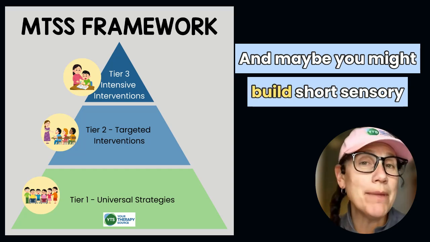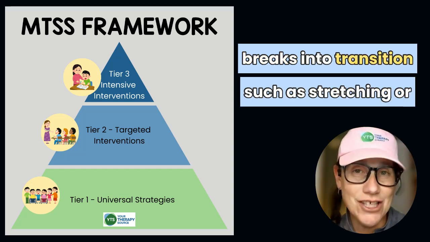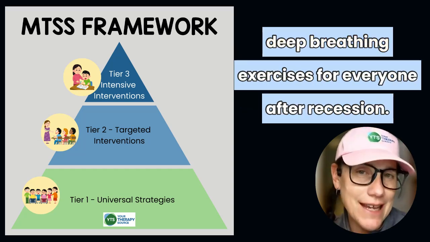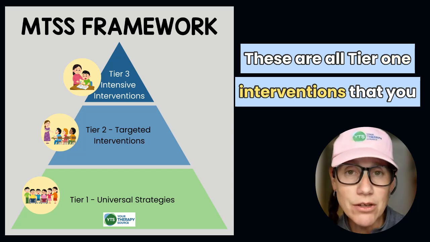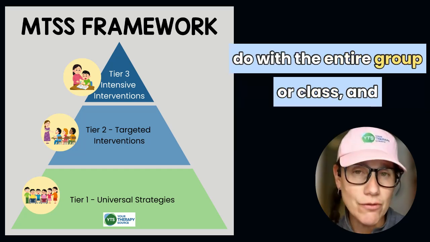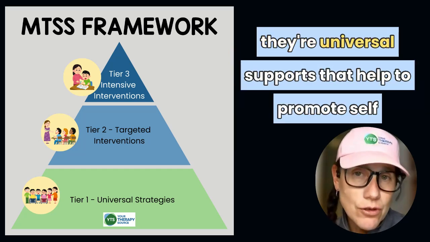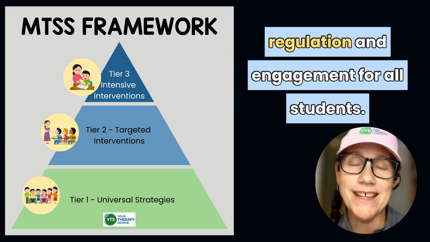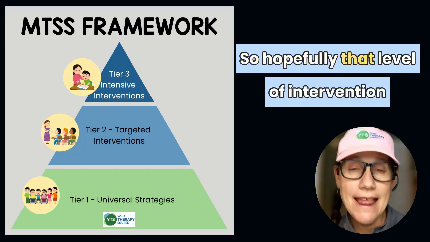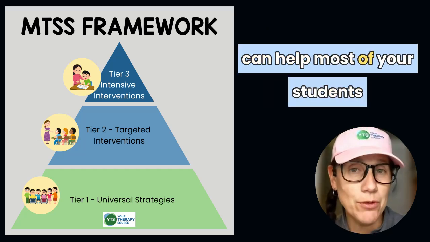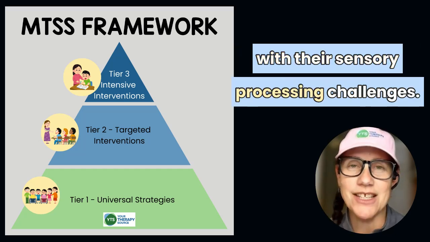And maybe you might build short sensory breaks into transitions, such as stretching or deep breathing exercises for everyone after recess. These are all Tier 1 interventions that you do with the entire group or class, and they're universal supports that help to promote self regulation and engagement for all students. So hopefully that level of intervention can help most of your students with their sensory processing challenges.